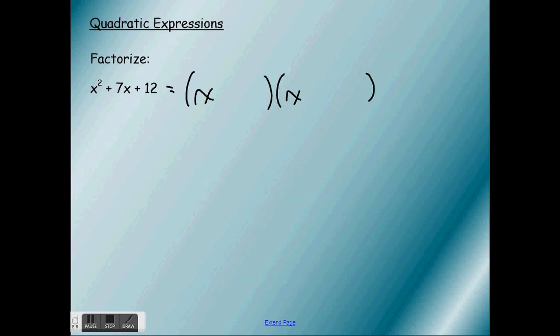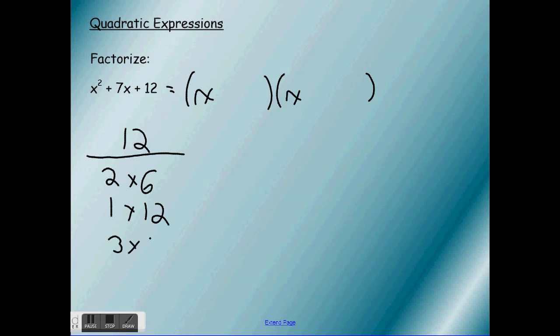So yes, we write out what we're looking for there. And then what's next? You do the thing you did last time? Yes, which was? Factorize 12. Write out the factors of 12, exactly. So what numbers multiply together to give you 12? 2 times 6, 1 times 12, and 3 and 4, or 4 and 3, same idea.